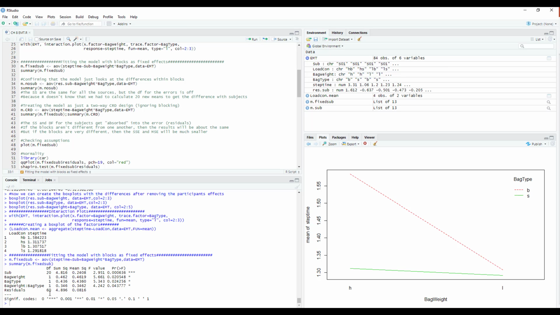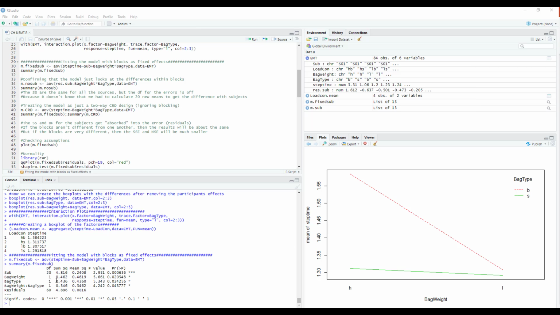23 plus 60 gives us 83. So we're back to our total. So all of our degrees of freedom are calculated correctly. If we look at our sums of squares, it seems that a lot of the differences in step time is based off the EMT, and that makes sense. Some EMTs will move faster than others.